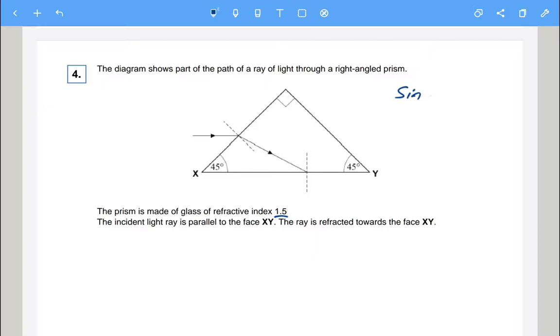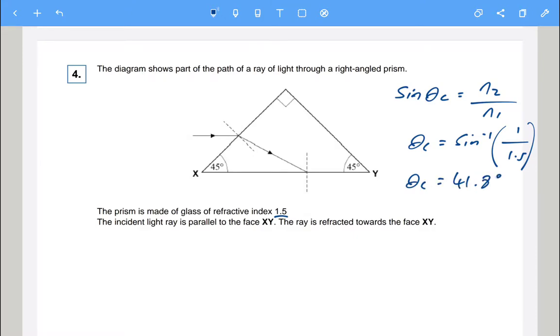So critical angle would be sine theta c is equal to n2 over n1, as described earlier in question 1. So theta c is equal to inverse sine. By the way, if you got question 1 right and this wrong, you might want to go back and look at the explanation for question 1. So n2, it's in air, so that's 1, divided by the refractive index of material 1, which is the glass at 1.5. So that gives us a critical angle of 41.8 degrees. It's the exact same as the other question.